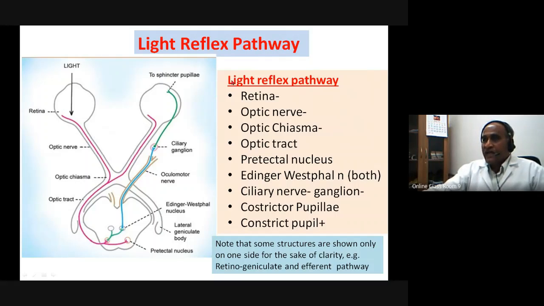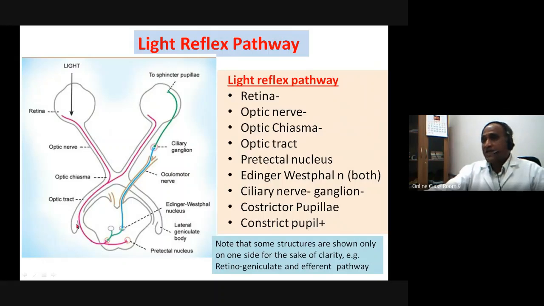So now the light reflex pathway involves the retina. The receptors are rods and cones, and it is carried by the optic nerve. This is the optic nerve, and they reach the optic chiasma. You can see one half of the optic nerve is coming from this side, and the other half is coming from this side. So at the optic chiasma, there will be a decussation of half of the fibers, and this one will be continuing as an optic tract.